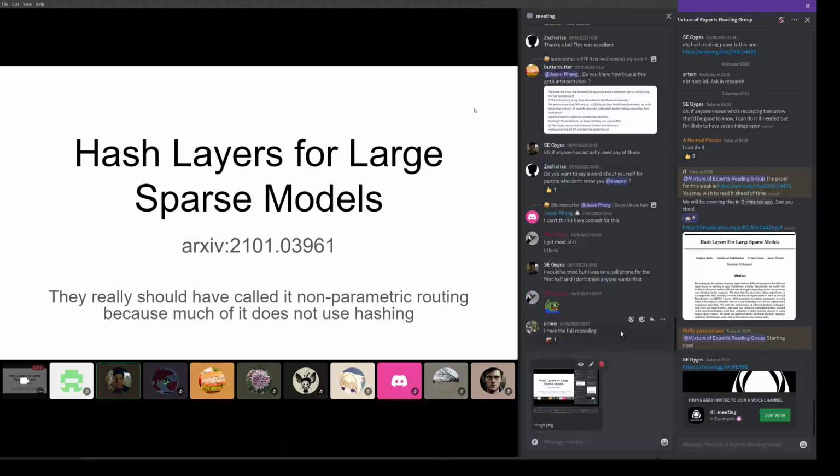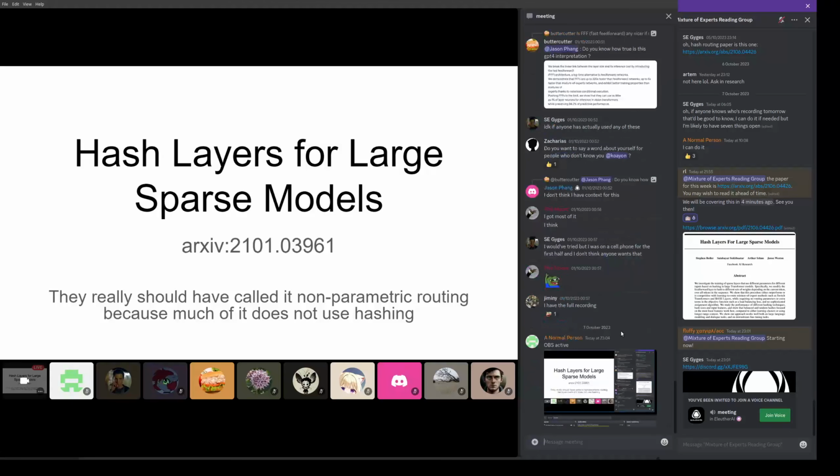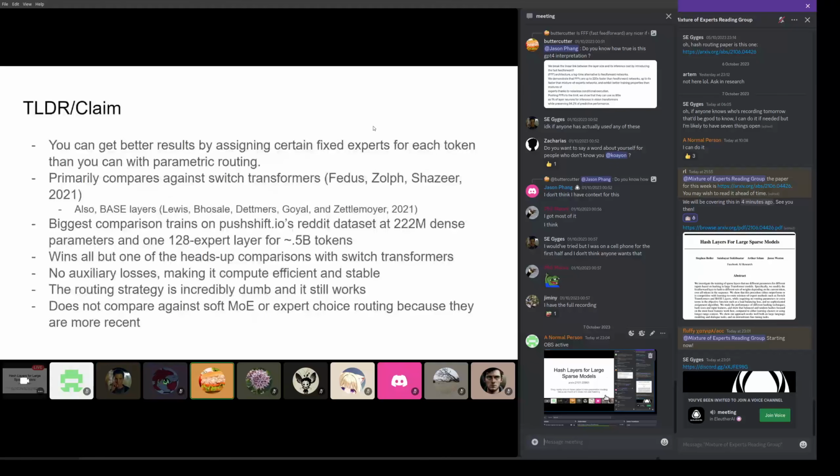We're doing hash layers for large sparse models. This is a paper out of FAIR in 2021. The basic claim is that rather than doing RL loss or top K or top 1 routing, you can get equal or better results by simply routing based on which token was originally at that index. So you don't route based upon the current activation, you route explicitly based on which token was at that index in the input. Most comparisons are against switch transformers.